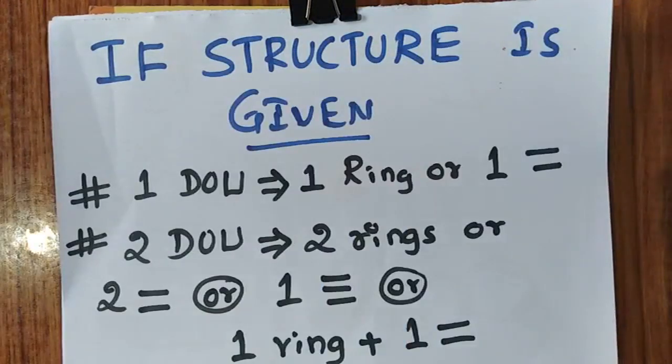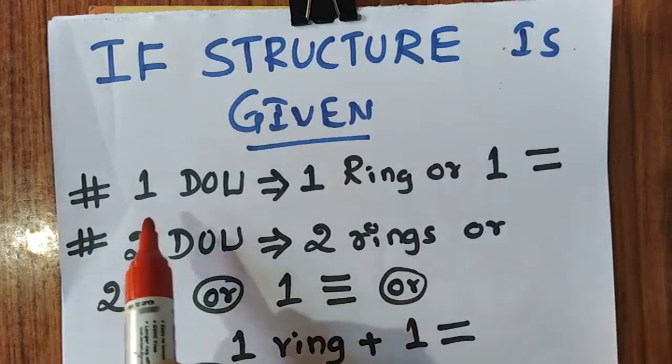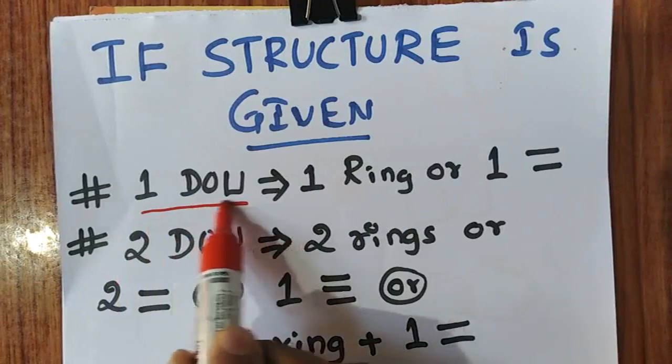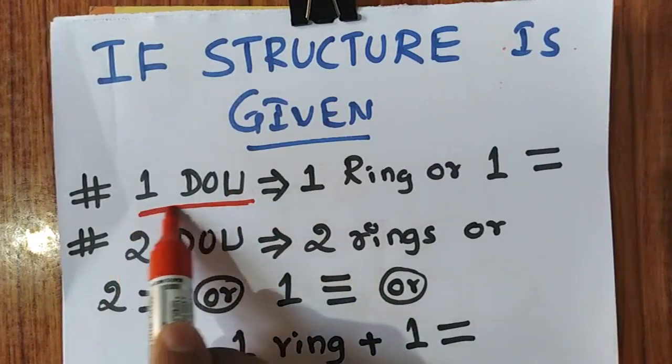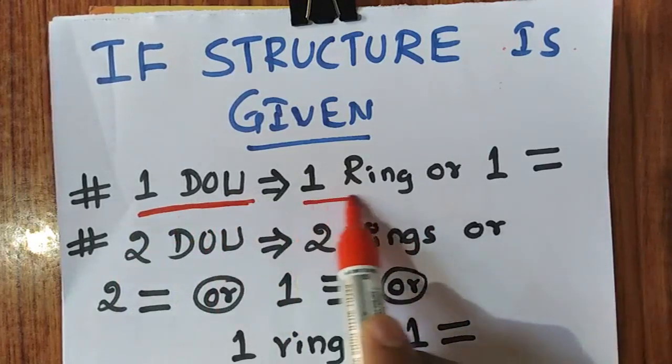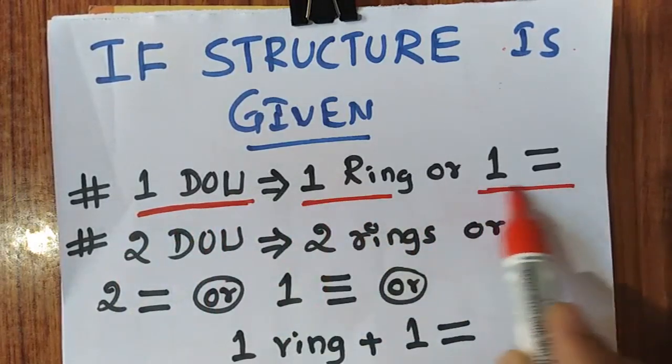If the structure is given, very important, remember, you go through that structure correctly. Then you say one double bond, this degree of unsaturation or double bond equivalence as you can also call it: 1 degree of unsaturation is equal to 1 ring or 1 double bond.